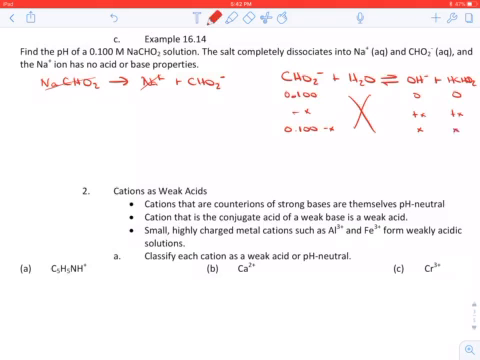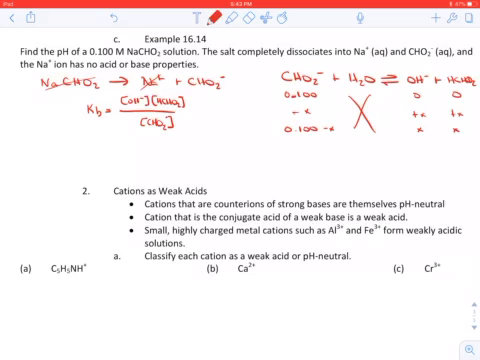So at this point, we have an equilibrium. So let's go ahead and throw this over here. We're going to now have Kb because we're looking for OH minus. So if we write our equilibrium constant expression, we've got our OH minus times our concentration of HCHO2 over our CHO2 minus.